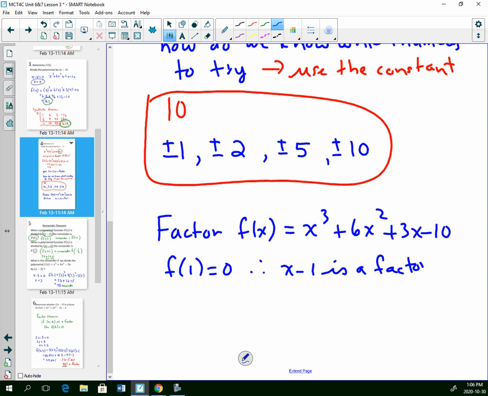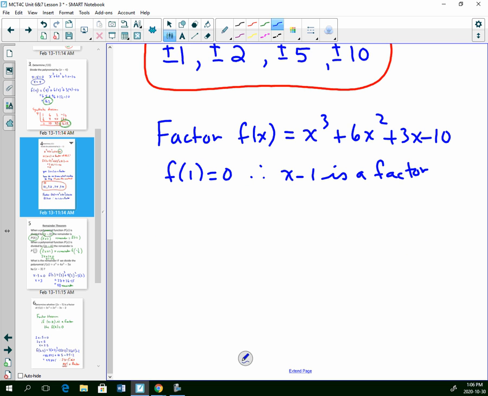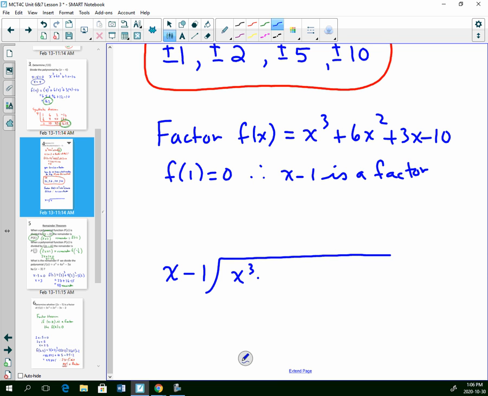I could continue to do that. I could keep trying numbers to get 2 more zeros. Or I could do long division with x minus 1. Or I could do synthetic division with x minus 1. So that x minus 1 gets me started on the factoring. I could now do long division because I know that x minus 1 is a factor. So I'm going to do my long division.